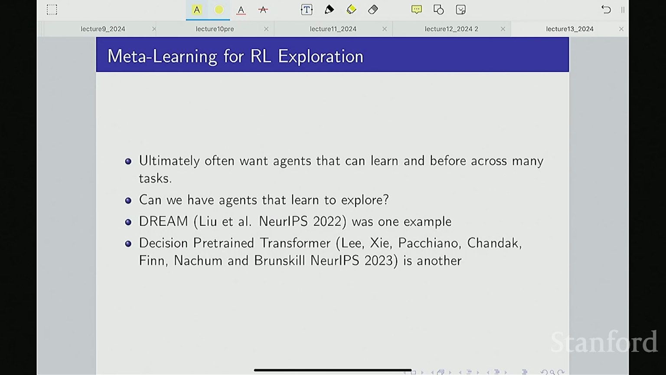The notion in DREAM is that you have many different tasks and you're going to learn how to explore in them efficiently. So that was one example where we're now really thinking about how do we develop efficient exploration strategies by leveraging structure over the tasks, where an agent is going to do a series of tasks.